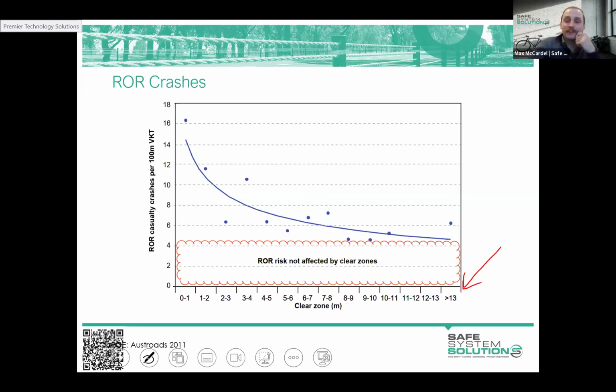So what this graph is showing is the run-off road casualty crashes per 100 million VKT, vehicle kilometers traveled. Basically just the exposure. And it's saying that providing the clear zones does offer safety benefit, but it kind of asymptotes. In other words, you get to this point and it provides less and less effect, and you're still going to have the risk of serious trauma occurring despite the clear zone that you're providing.